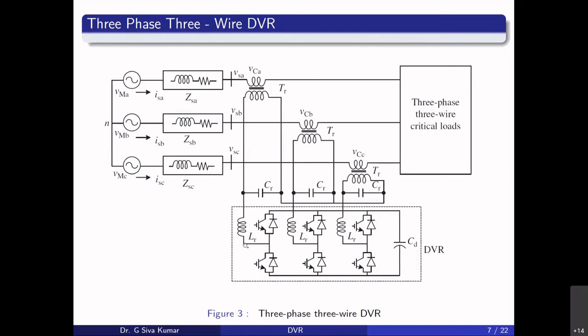This is how it goes. This is to filter out any switching harmonics. We have been using the LC filter over here. The LC filter is over here, and then this is another leg which is connected to phase B. Here is another leg which is going to connect to phase C.